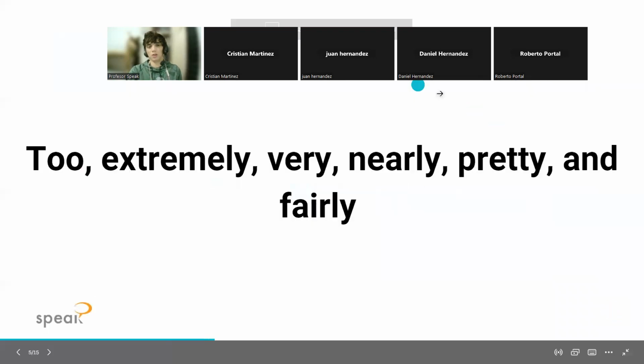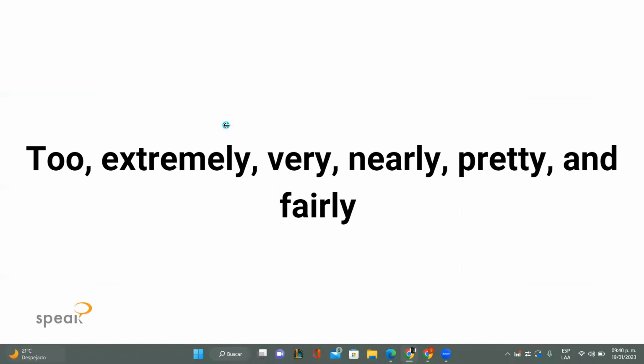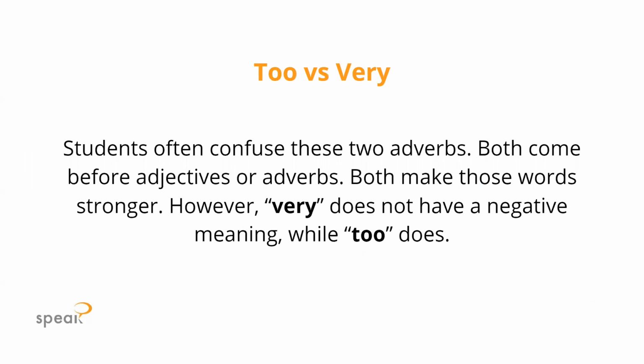Okay. So we have these adverbs. Sorry, give me 1 second. The ones that we're going to be talking about are too, extremely, very, nearly, pretty, and fairly. Help me read this part, please. Juan Campos. Too versus very. Students often confuse these two adverbs. Both come before adjectives or adverbs. Both make those words stronger. However, very does not have a negative meaning. While too does. Okay, thank you.